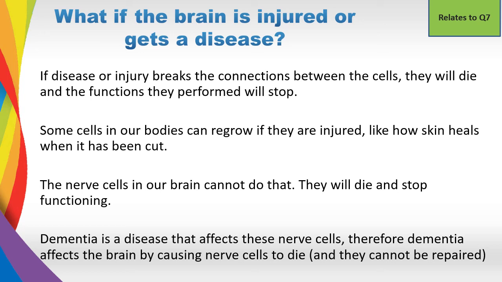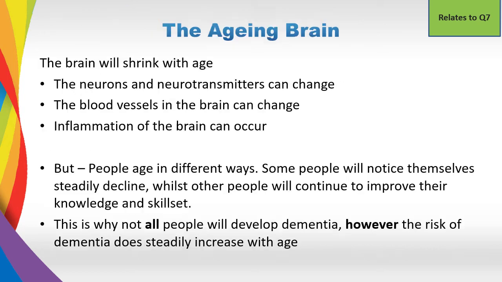repaired. The brain will shrink with age. The neurons and neurotransmitters can change, the blood vessels in the brain can change, and inflammation of the brain can occur. But people age in different ways. Some people notice themselves steadily declining, whilst other people will continue to improve their knowledge and skill set. And this is why not all people will develop dementia, but there is a risk that it can happen as we age.